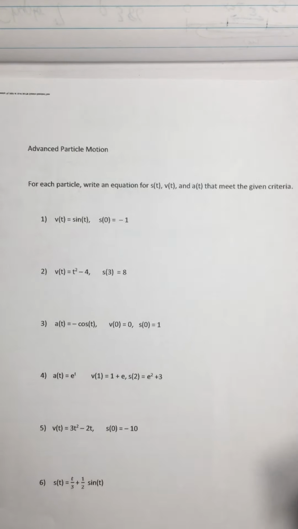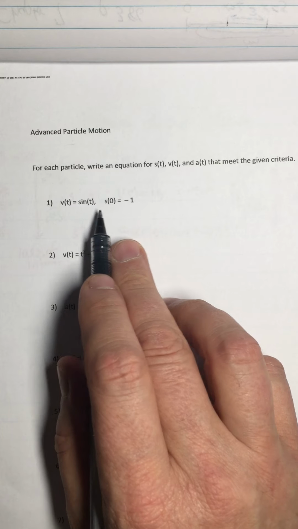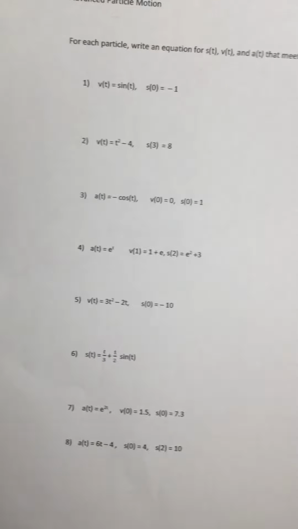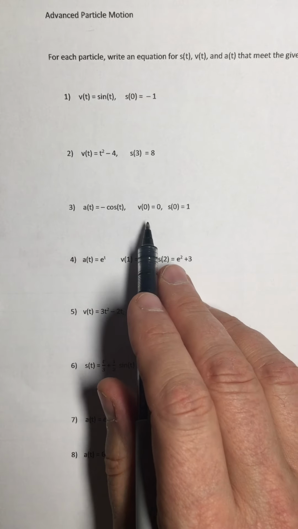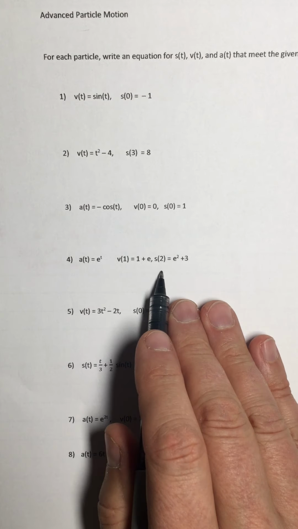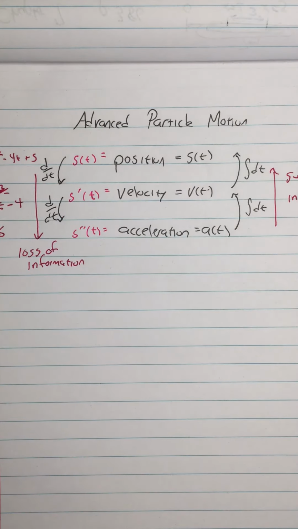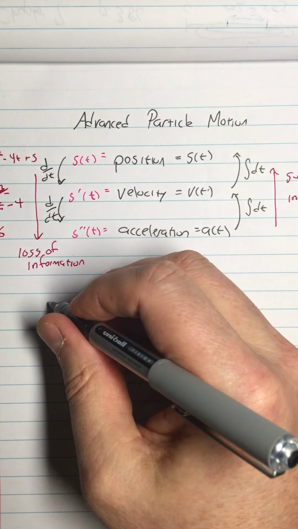And actually you can sort of glance over this and you can see how we start with a velocity, but there's also some information here, right? It tells you what s of 0 is, right? Or it tells you what s of 3 is. In this case, it tells you v of 0 and s of 0. Right? In this case, it tells you v of 1 and s of 2. So additional information is supplied in order to solve these problems. All right, so we're going to go through number 2.